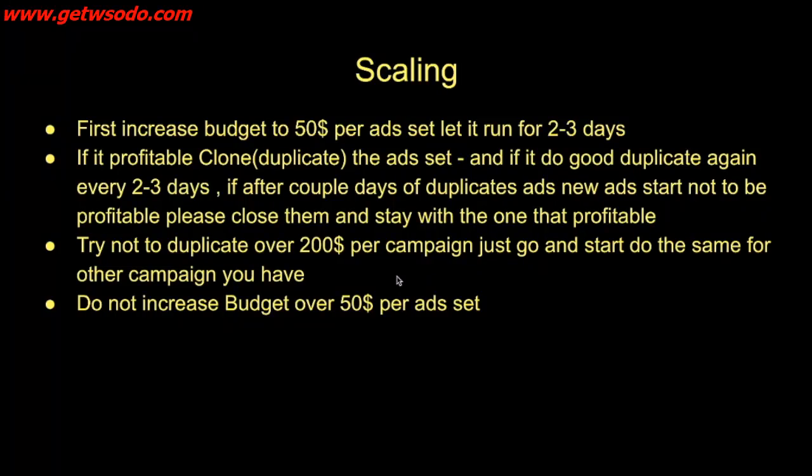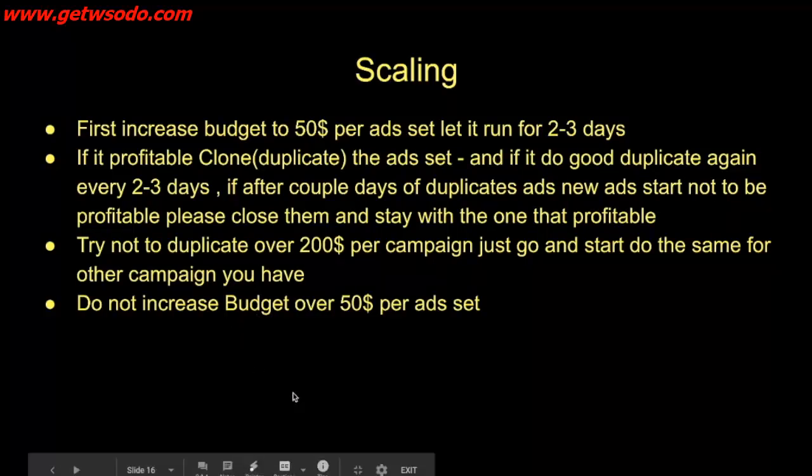So let's say you finish duplicating this cold interest campaign. After 2-3 days, you definitely can go to the lookalike audience campaign with winners and start increasing the budgets, right? Do the same as you did, increase to 50, wait 2-3 days, then duplicate, get to 200 per campaign, boom, go to another campaign and do the same.